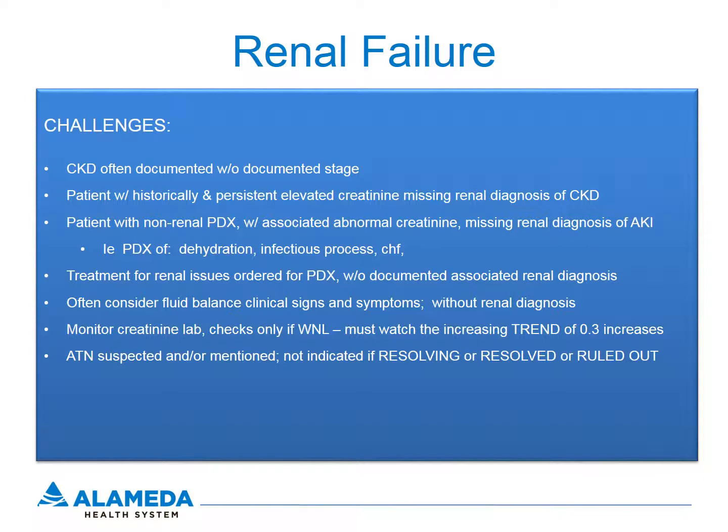The last thing that we see frequently is that in the beginning of the medical record you might document ATN as suspected or it has been mentioned, but it's never followed through the medical record and indicated if it was either ruled out or resolving or resolved. So if you ever mention that you suspected it in the beginning, make sure that you carry it through the medical record and indicate if it's ruled out or resolving.